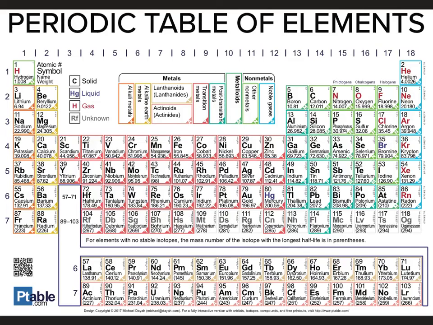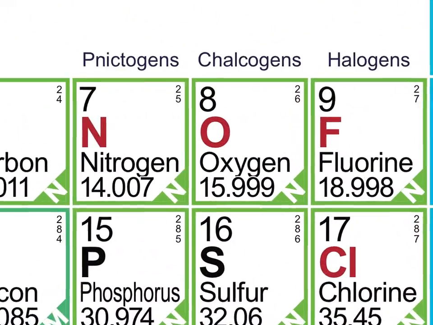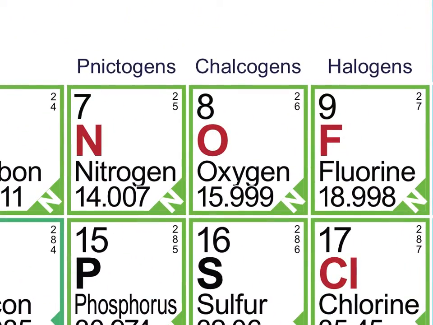So here's a generic periodic table. If I zoom in and look at oxygen right here, there's a couple numbers that we learned. We learned this top number right here. This is called the atomic number.